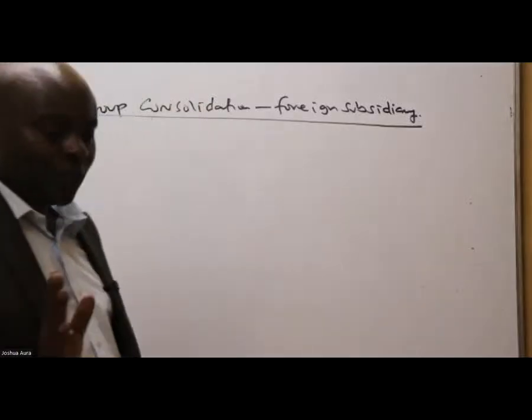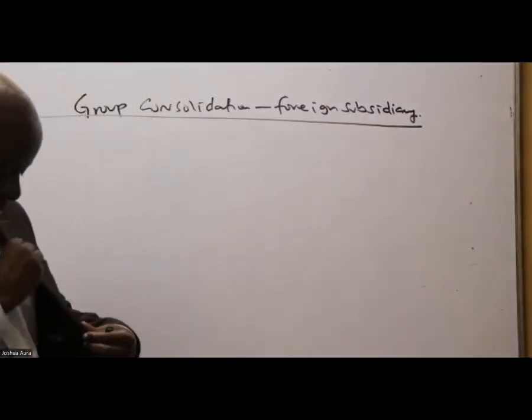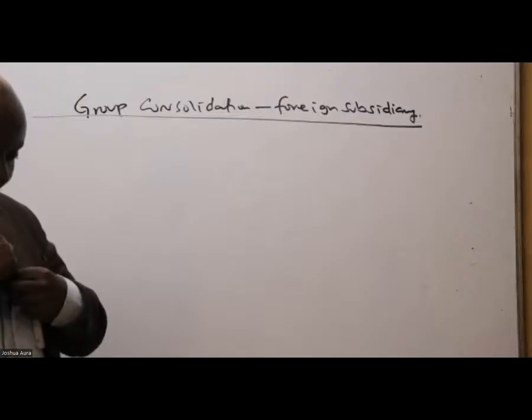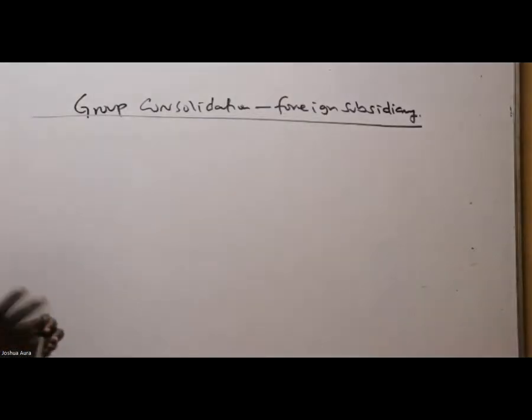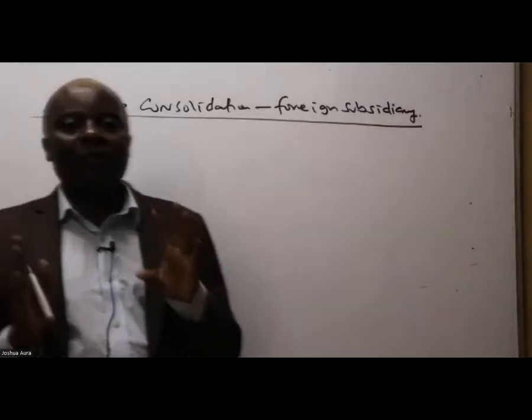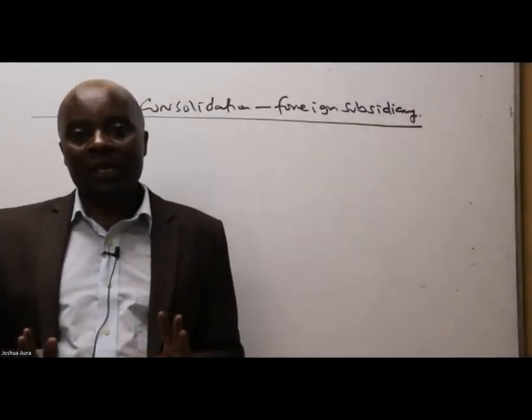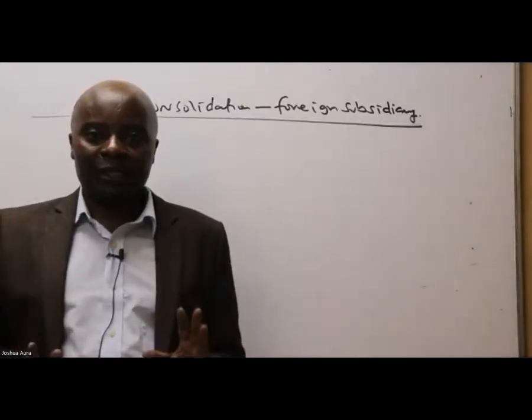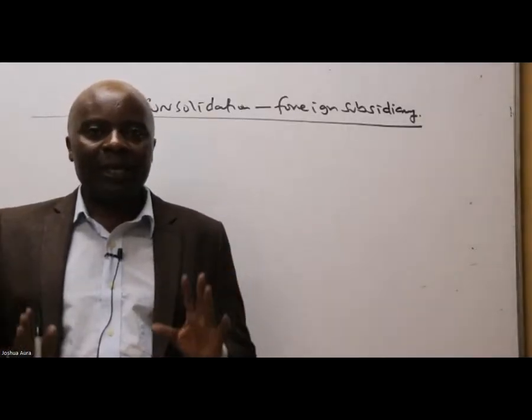And I'm going to go very slowly. I'll speak very, very slowly so that at the end of the day, we should be able to agree. So remember a foreign subsidiary. We have the parent company, for example, being in Kenya. Like now, EABL. The parent company is here in Kenya.